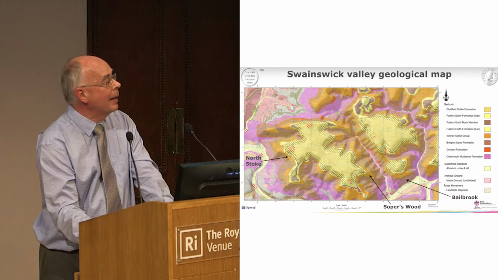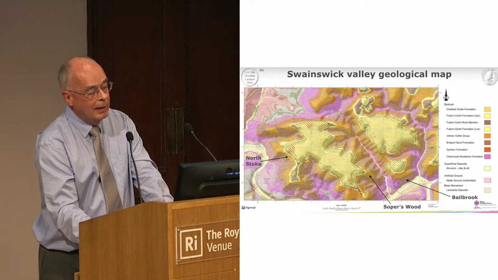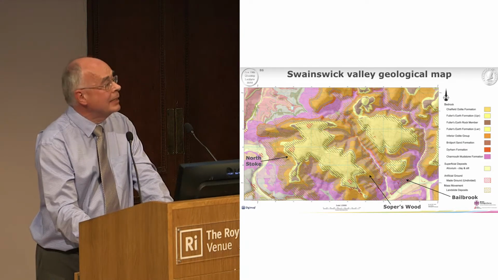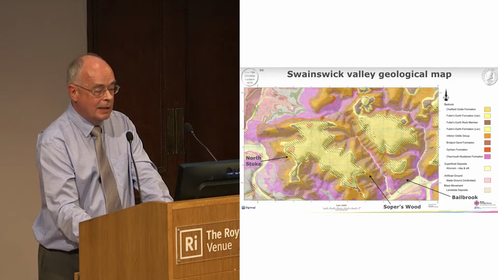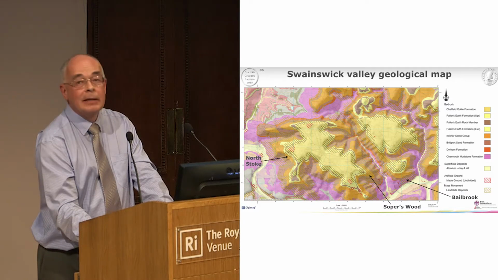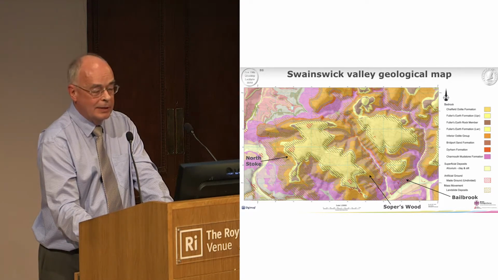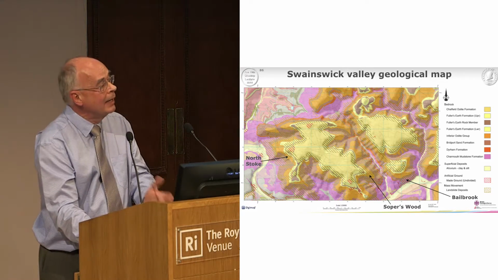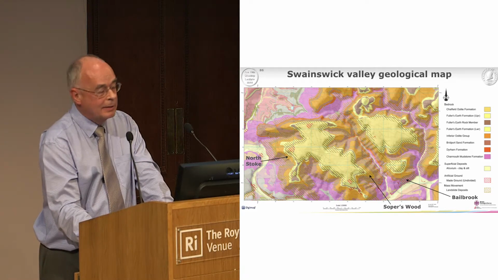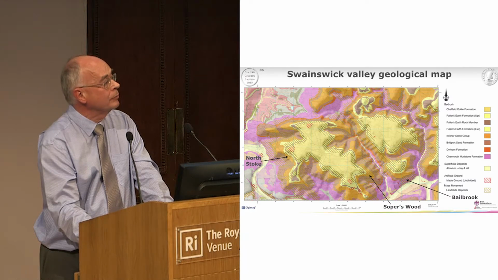The geological map shows in yellow the Great Oolite on the tops of the plateau, and then round that with the hatch shading is the Fuller's Earth, which is a landslide deposit. Below that's the Inferior Oolite, and then below that are the Bridport Sands and the Dyrham Formation, these sort of silts and sands. And the bottom of the valley is the purple, which is the Lias, the Charmouth Mudstone Formation.